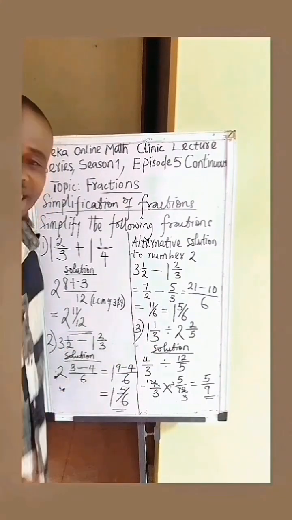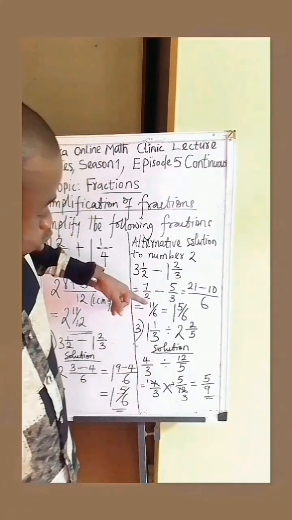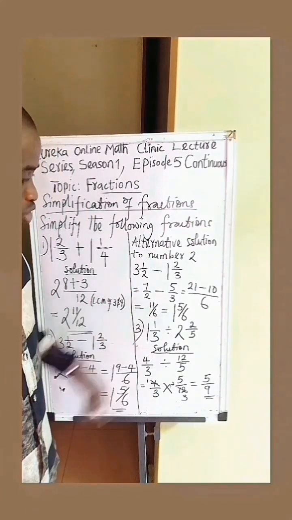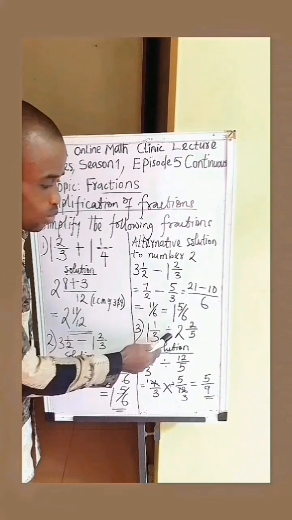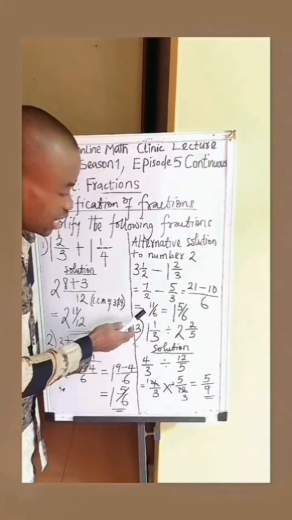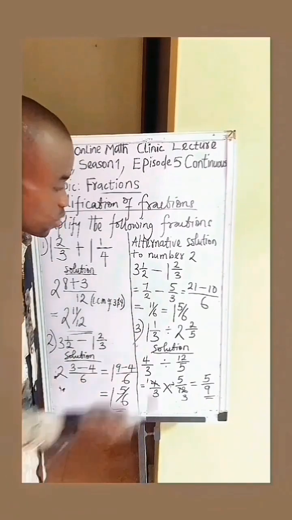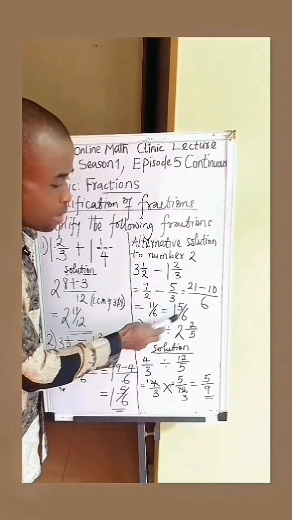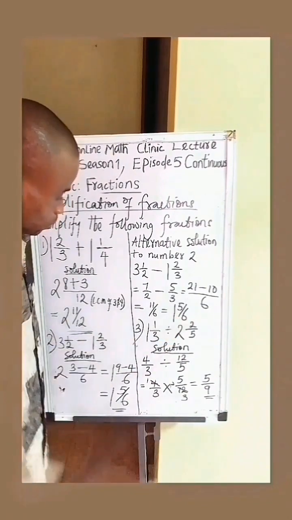11 over 6 is an improper fraction. The number on top is greater than the one below. So you reduce it to what? Mixed fraction. 1 whole number 5 over 6. This simply means 6 persons are sharing 11 things. So each person will get what? 1. And there will be a remainder of 5. So you have 1 whole number 5 over 6.